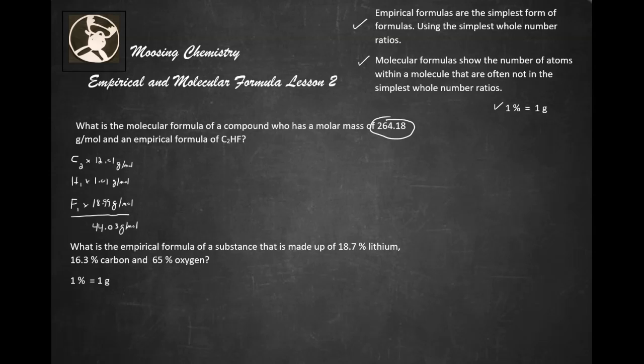All right, now we know the molar mass of the compound, which is 264.18. So what we're going to do is take 264.18 divided by the empirical formula molar mass, which is 44.03, and then we're going to get approximately 6. Okay, so what we're going to do is take the empirical formula, which was C2HF. We're going to multiply each of these by 6.